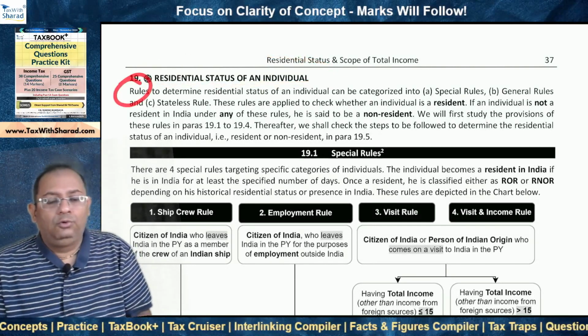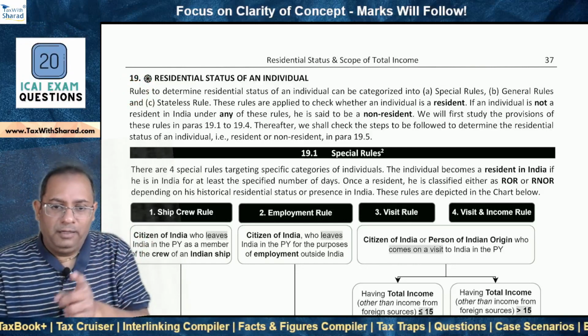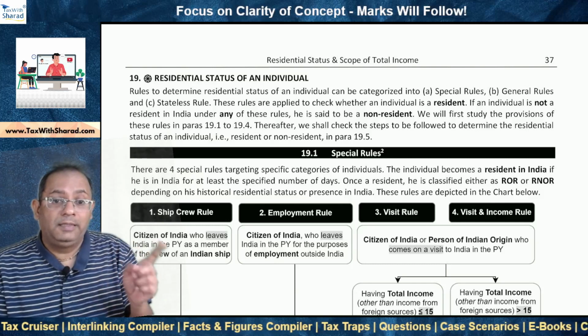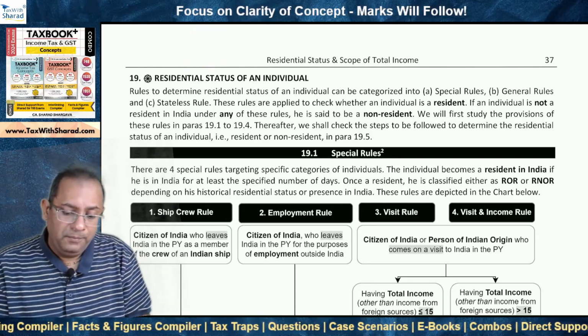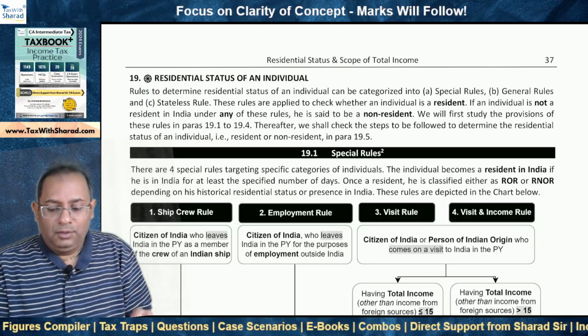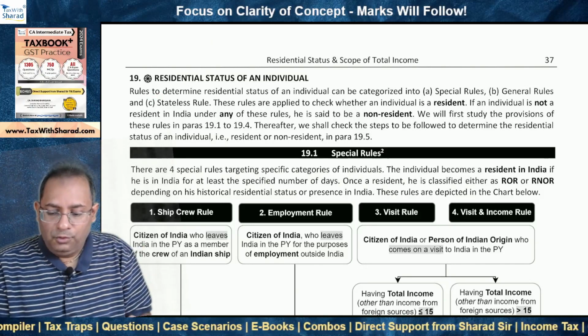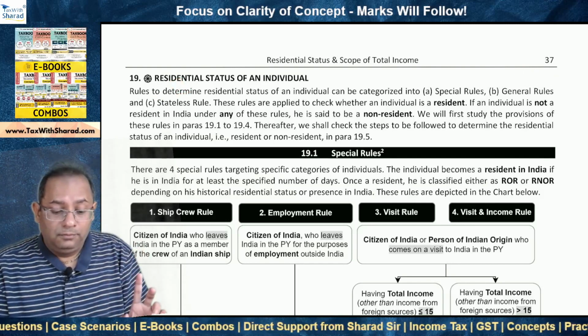Now there are certain rules which need to be applied to find out the residential status of an individual. They are provided in the Act. The relevant section to find out the residential status is section 6. Now these rules can be categorized into 3: 1. Special rules, 2. General rules, and 3. Stateless rule.